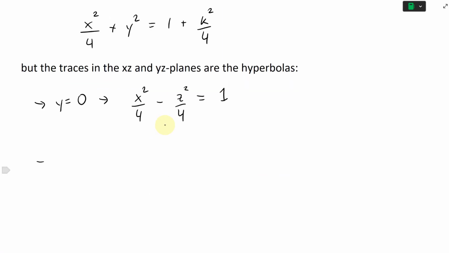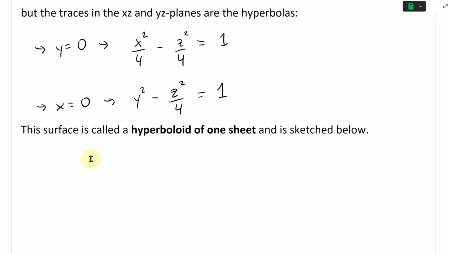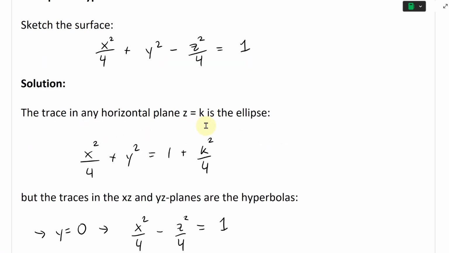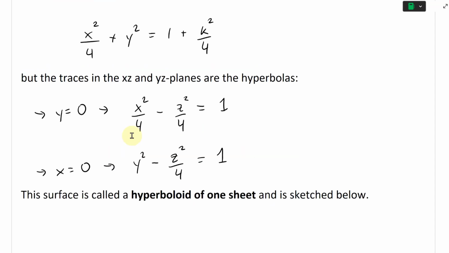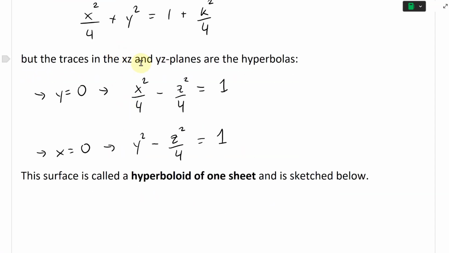And also, if we have x equals 0, this is going to vanish. We're just going to get y squared minus z squared over 4 equals 1. It's also a hyperbola because we have this minus sign. This surface is called a hyperboloid of one sheet and is sketched below. So basically, in any horizontal plane, z equals k, we're going to get an ellipse. And then along the xz and yz planes, we're going to get hyperbolas.